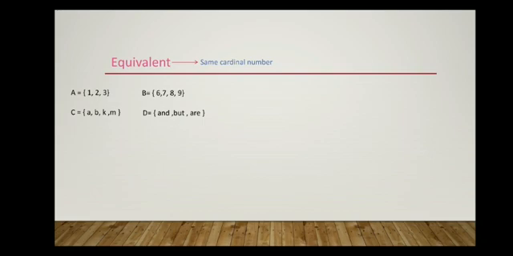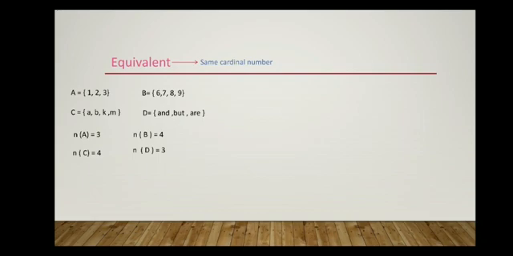First, we'll find out the cardinal number for these 4 sets. So n of A is equal to 3, n of B is equal to 4, n of C is equal to 4, n of D is equal to 3. That is, A has 3 elements, B has 4 elements, C has 4 elements, D has 3 elements. Here, A and D have 3 elements.